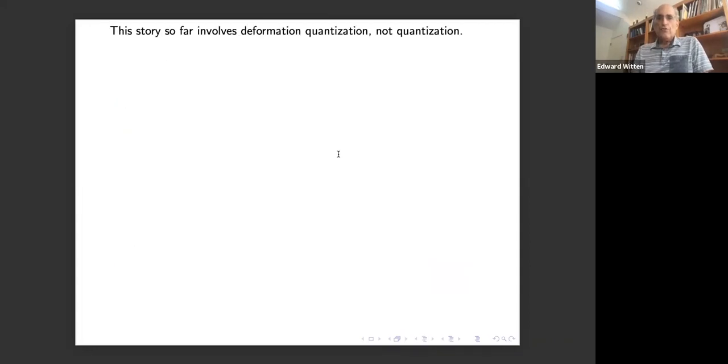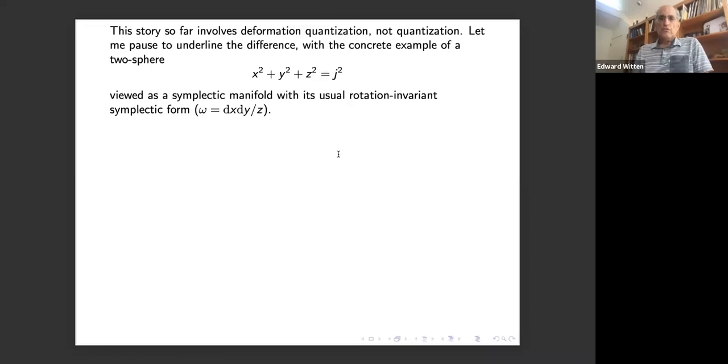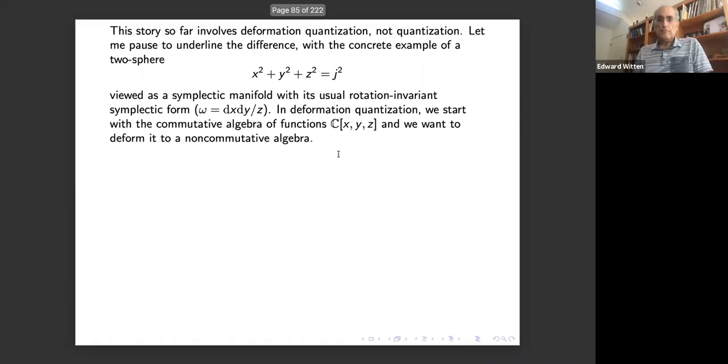So the story so far involves deformation quantization rather than quantization. I want to take a moment to underline the difference with the concrete example of a 2-sphere viewed as a symplectic manifold with its usual rotation invariant symplectic form. In deformation quantization, we start with the commutative algebra of complex valued functions of x, y, and z, and we want to deform it to a non-commutative algebra.